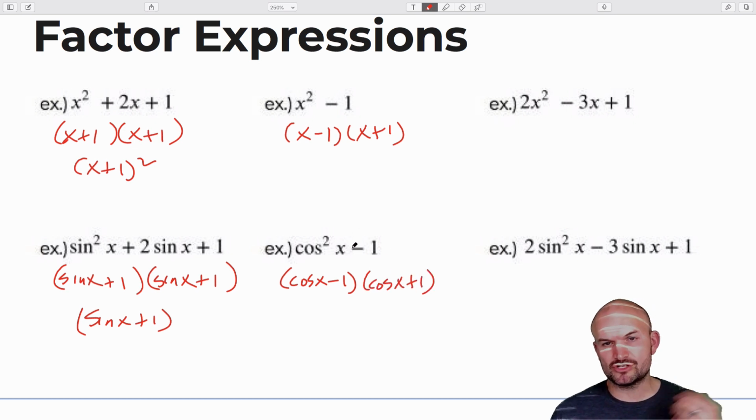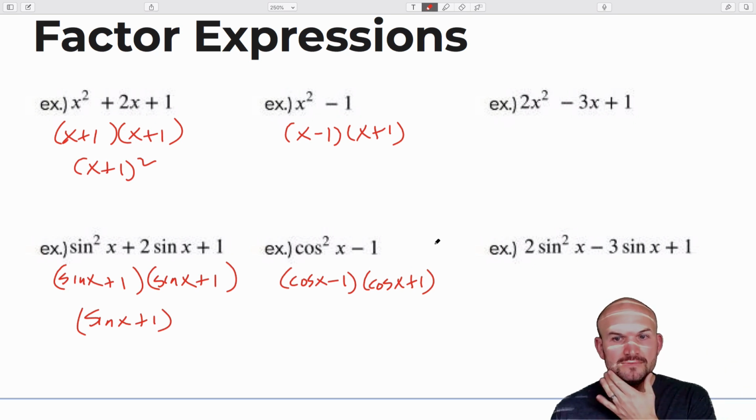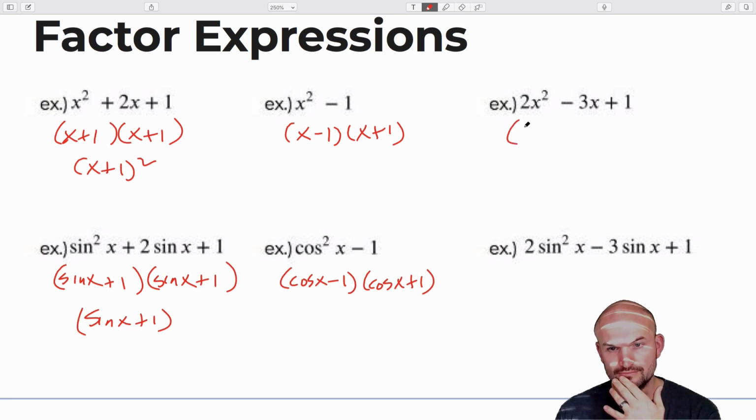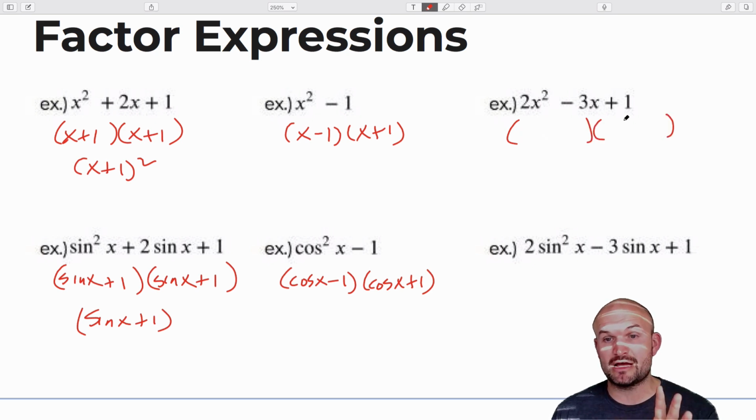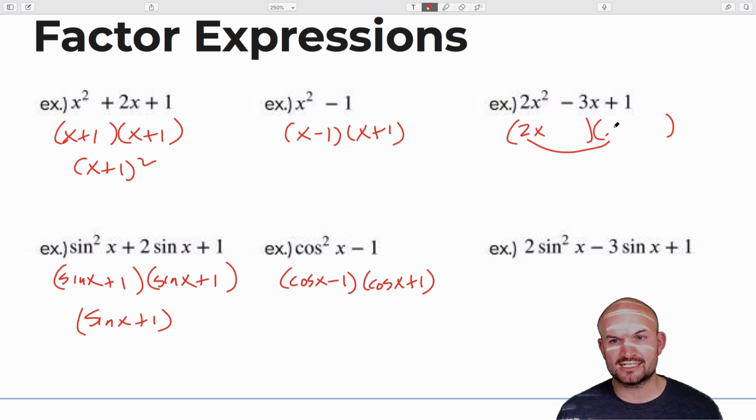So whenever students are having trouble, I always say go back to x's, go back to y's. Do what you're most comfortable with. Especially a problem like this would be really confusing for first-time students. But in reality, if you know that's a quadratic trinomial, that means it's going to be factored into a product of two binomials. The first two terms are going to multiply to give me 2x squared. Well, that has to be a 2x, and that's going to be an x.